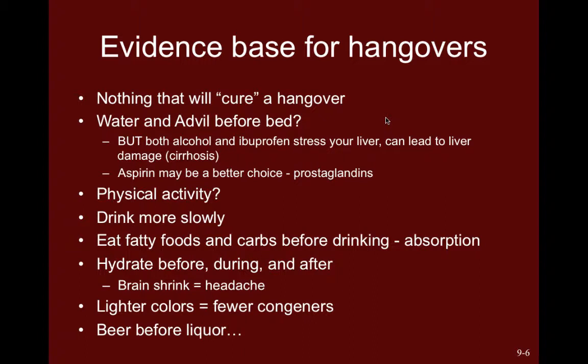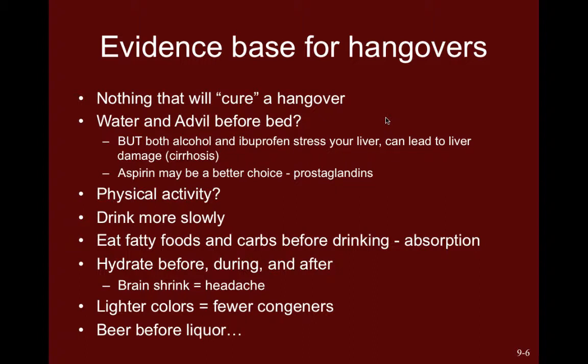We've got some mixed results on physical activity while experiencing a hangover. So if you're able to get up and go and work out, you may feel better sooner. But again, we've got some mixed results there. Drinking more slowly, so taking care of the problem the night before. And thinking back to some of our early slides about absorption, if you eat fatty foods and carbs before drinking, that affects the absorption rate of the alcohol and may in turn also help your hangover.